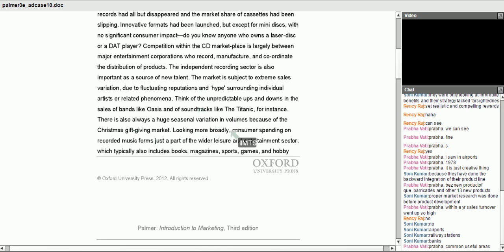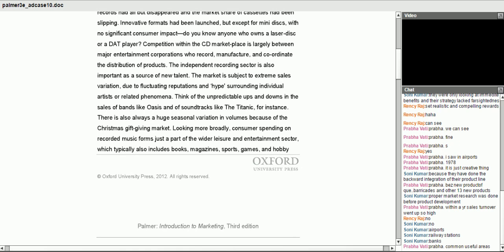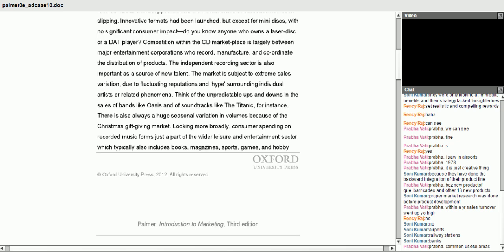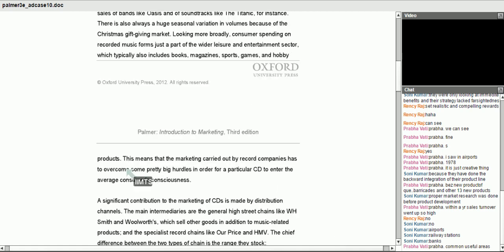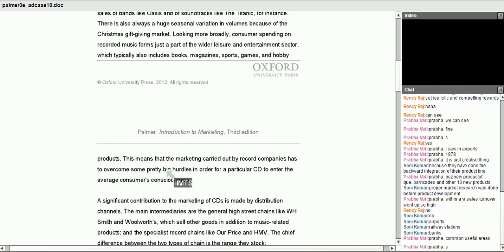There is also always a huge seasonal variation in volumes because of the Christmas gift-giving market. Looking more broadly, consumer spending on recorded music forms just a part of the wider leisure and entertainment sector, which typically also includes books, magazines, sports, games and hobbies. But now the sales of CDs have also gone down within the last few years because now everything is available on the net. So people are downloading songs and listening to them. No longer do we go to the shops and buy CDs, isn't it? Listening to CDs is a type of leisure activity. So there are other means available, and people are more inclined towards that. So this means that the marketing carried out by record companies has to overcome some pretty big hurdles in order for a particular CD to enter the average consumer's consciousness.